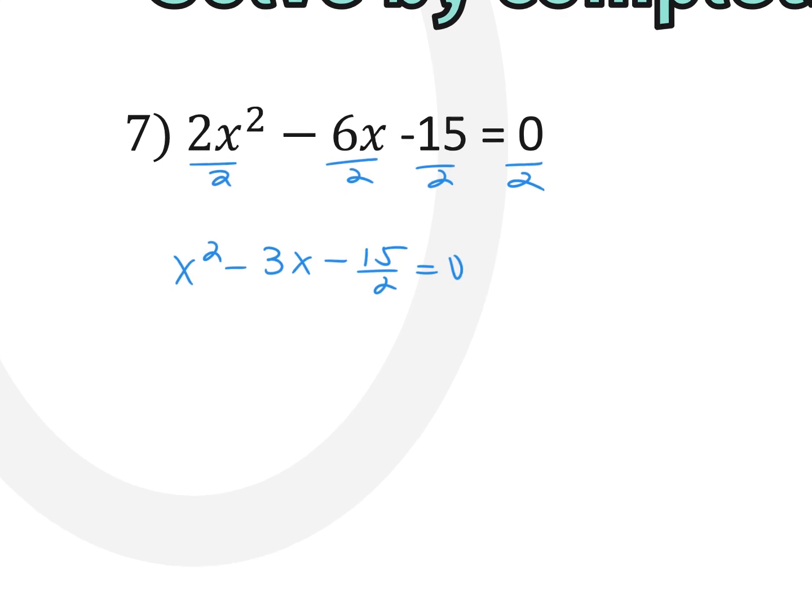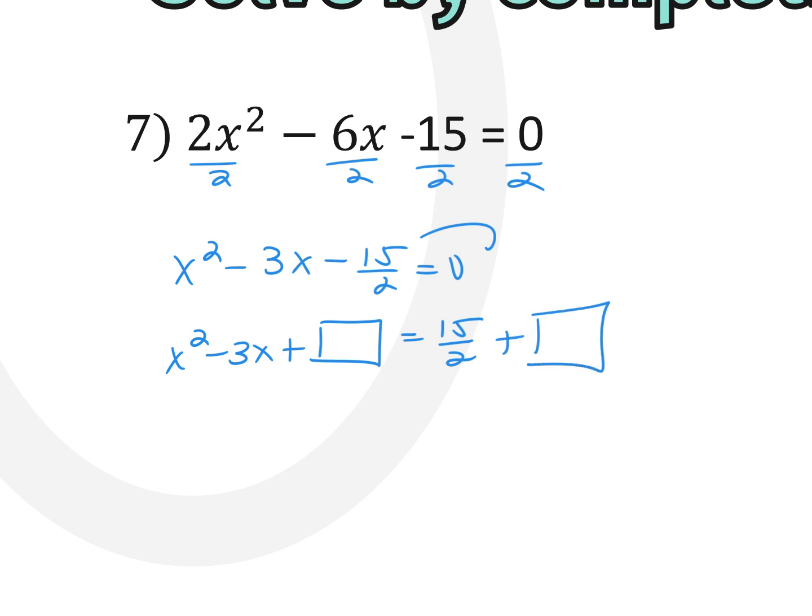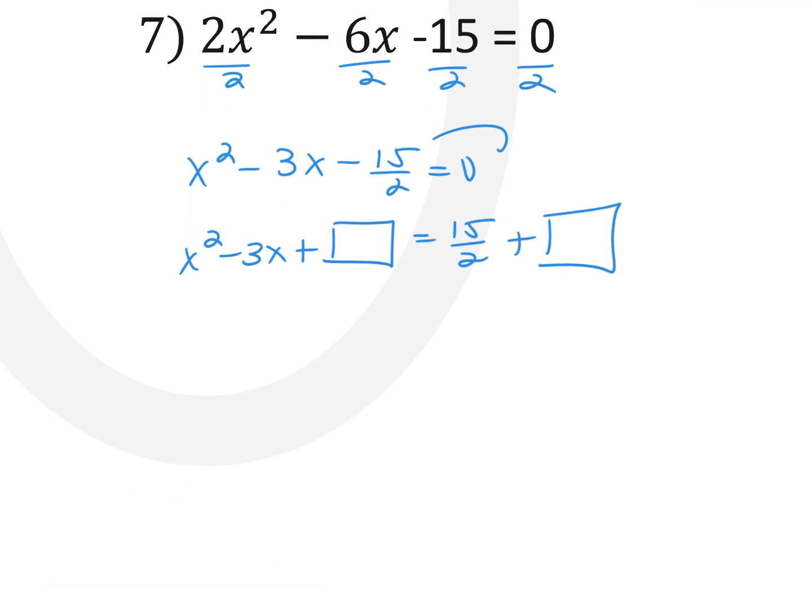Now, in order to complete the square, we write our x squared and our x to the first power, and then we put a big old box. What do I do with negative 15 over 2? I'm going to move it to the other side, so it becomes positive 15 over 2 plus the big old box. What you do to one side, you have to do to the other.